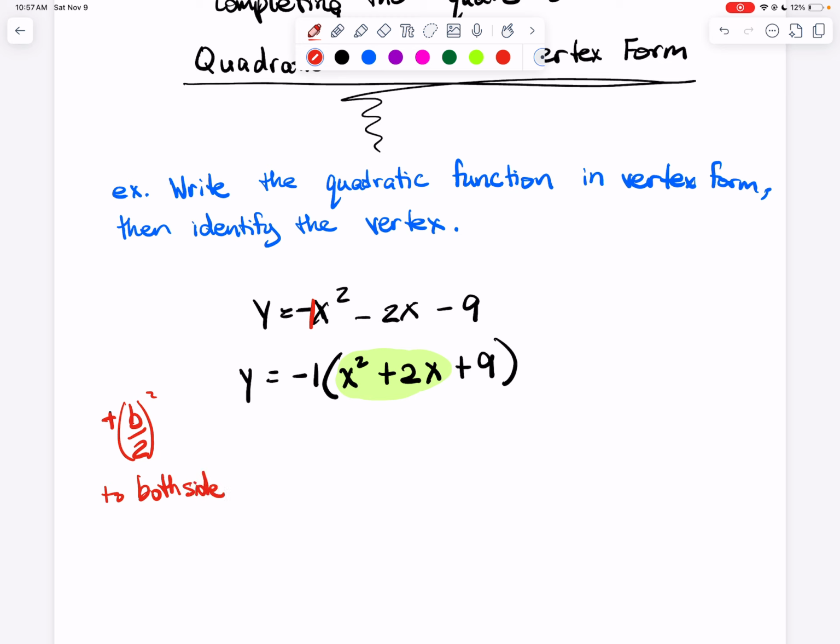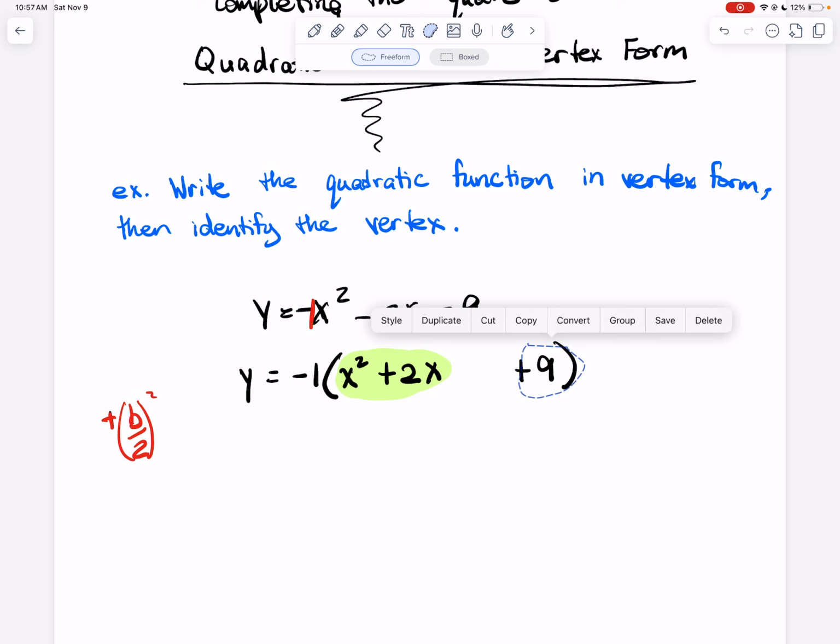But that's what you learned before. That's actually not quite what happens here. But we are going to be adding b over 2 squared, and then we're going to have to do something with that. So I'm going to take this 9 and just move it over a little bit. I'm not getting rid of it. I'm just moving it over because I need space to do something with that 9. Move this parentheses a little bit as well.